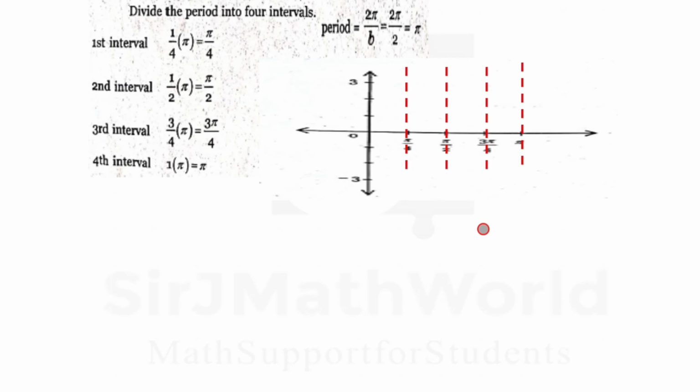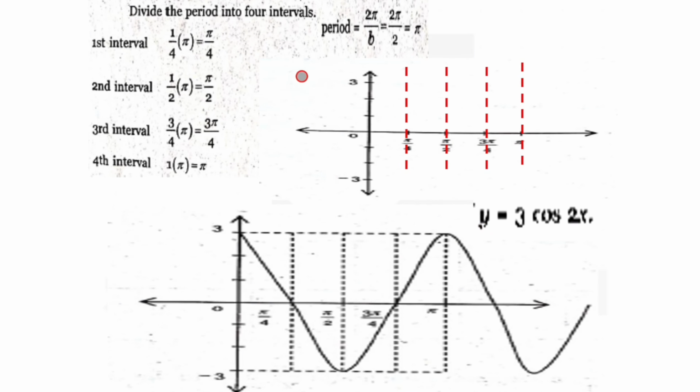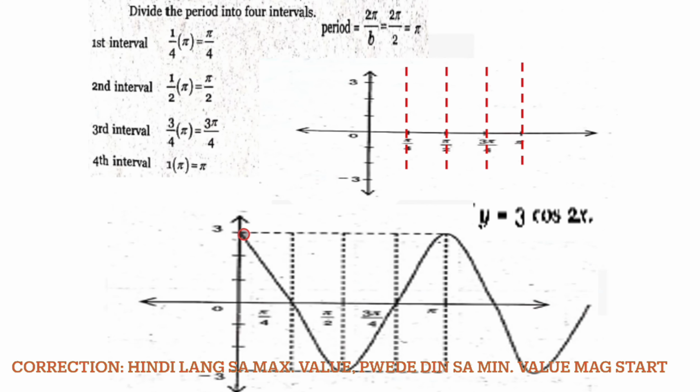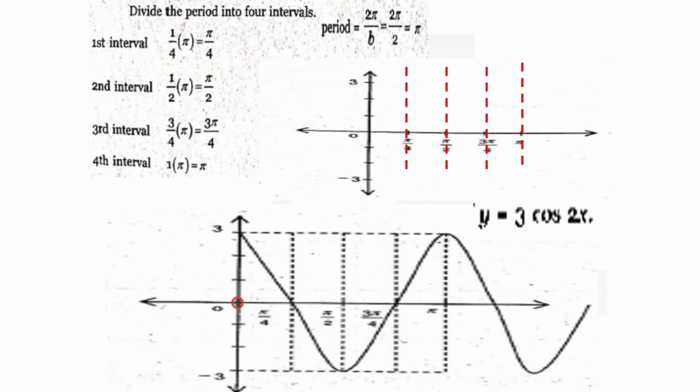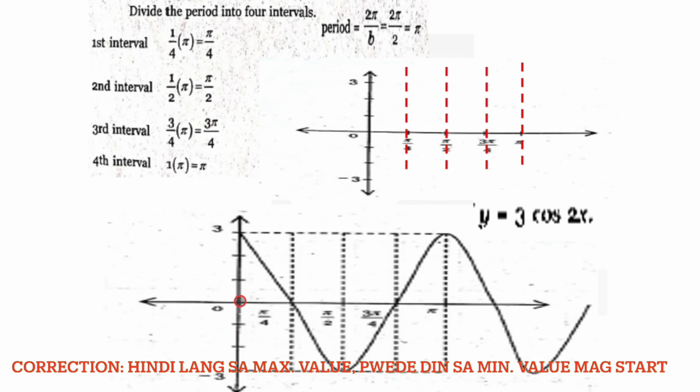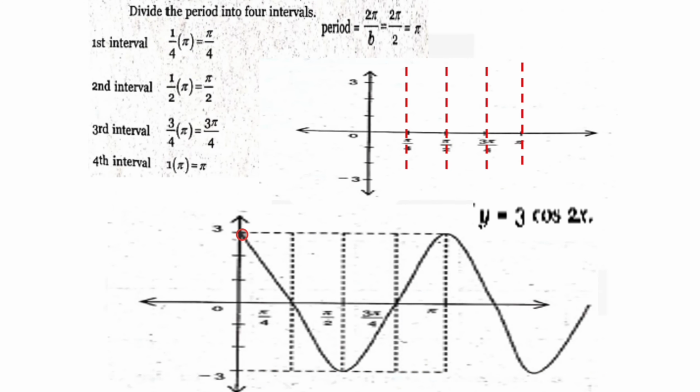After that, the graph of cosine, so 3 cosine 2x. Cosine always starts at the top, at the maximum value. Earlier, the sine started at 0. So, when it is cosine, it starts at the top. Here, the maximum value is 3 and the minimum value is negative 3. This is our first interval, this is pi over 4, this is pi over 2, this is 3 pi over 4, and this is pi.